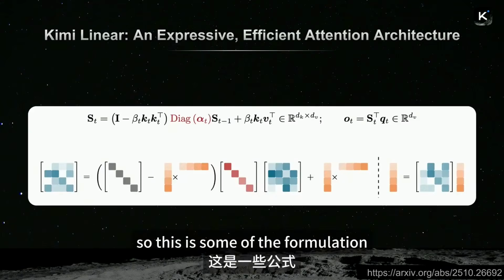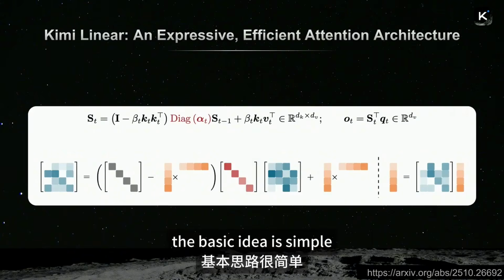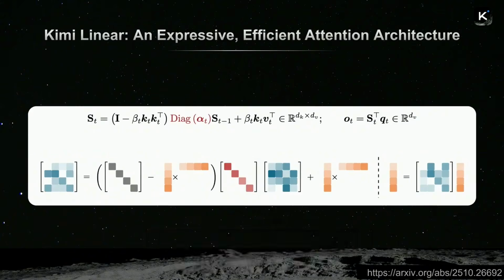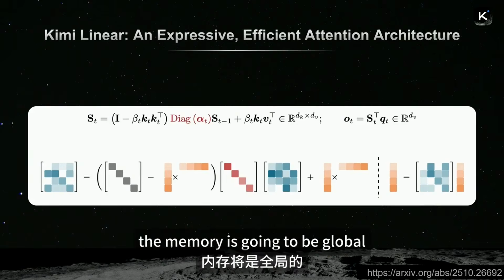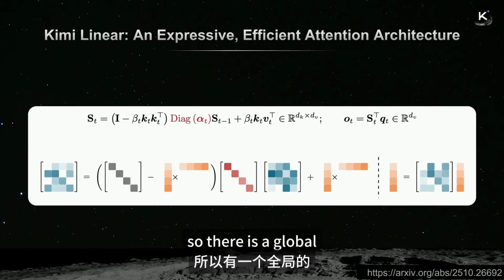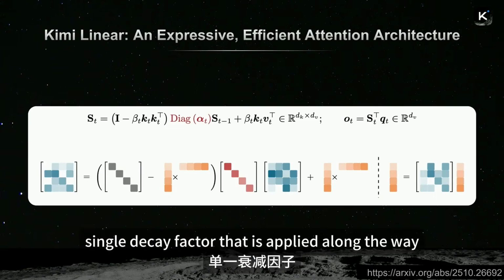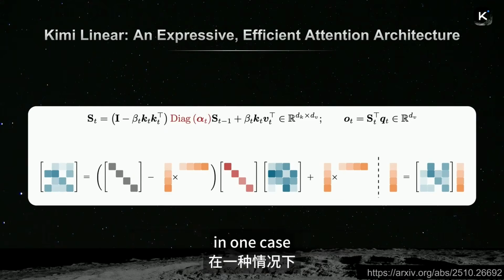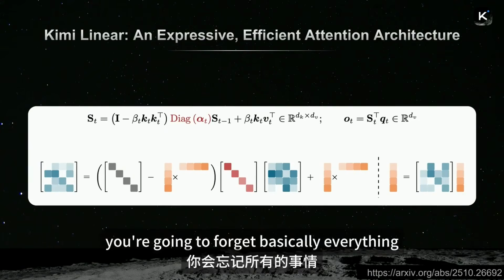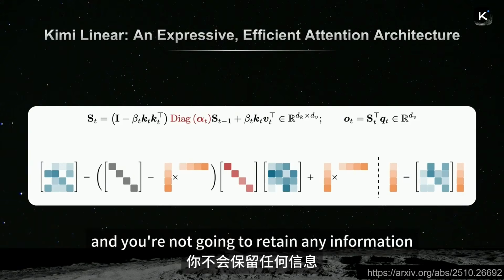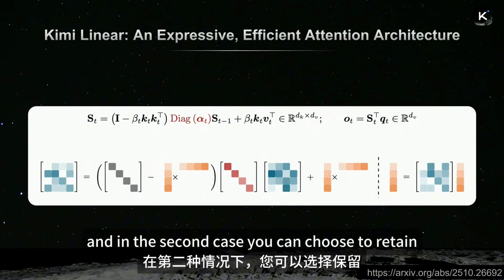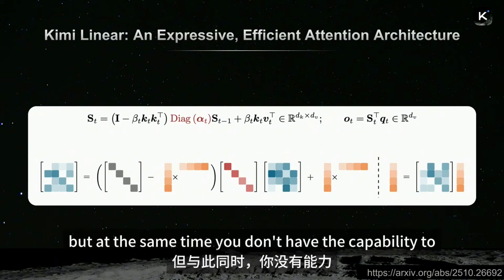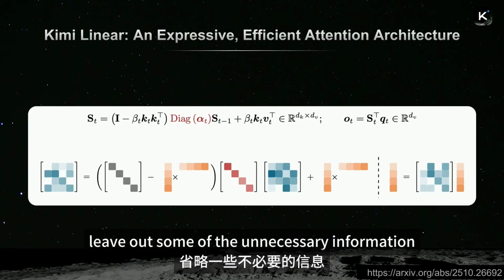So this is some of the formulation. The basic idea is simple. If you look at linear attention, in the original formulation, the memory is going to be global. So there is a global single decay factor that is applied along the way. So it means that basically, there are only two cases. In one case, you're going to forget basically everything, and you're not going to retain any information. And in the second case, you can choose to retain almost everything, but at the same time, you don't have the capability to leave out some of the unnecessary information in this long context.